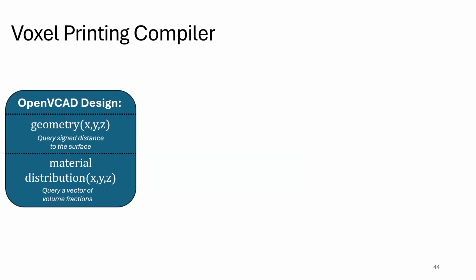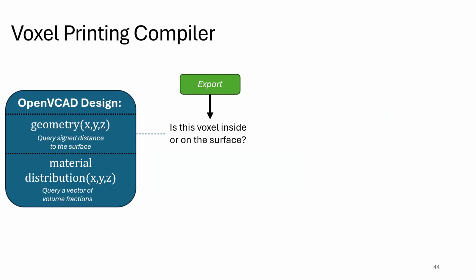So starting with the voxel printing compiler, we've got our OpenVCAD design, and remember these are the sort of questions we can query about our design anywhere in space. If we command an export, the very first question we're going to ask for every single voxel in the space is, is this voxel inside or on the surface? And we know that the geometry query can answer that question. So if it's a no, we're going to fill that with void space. We don't need to print anything there.